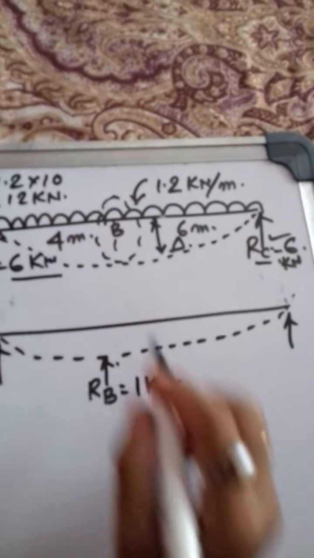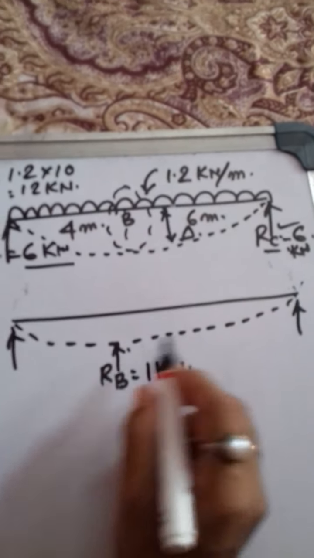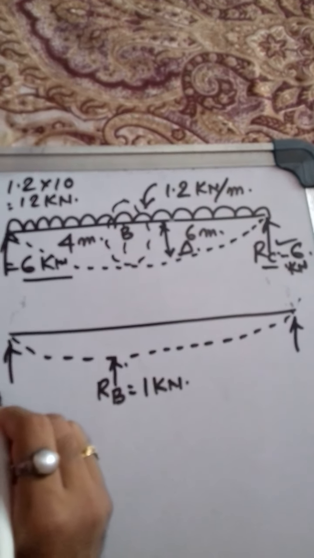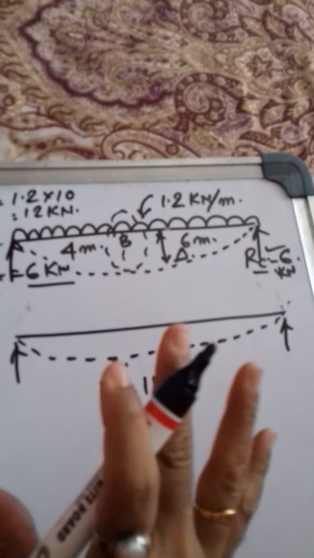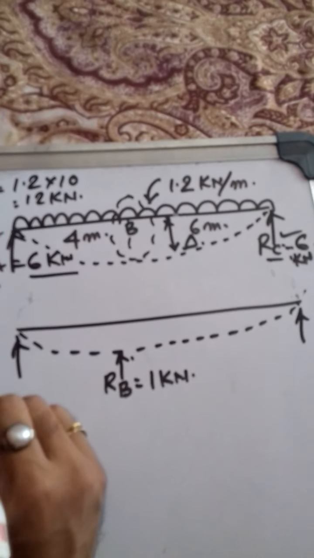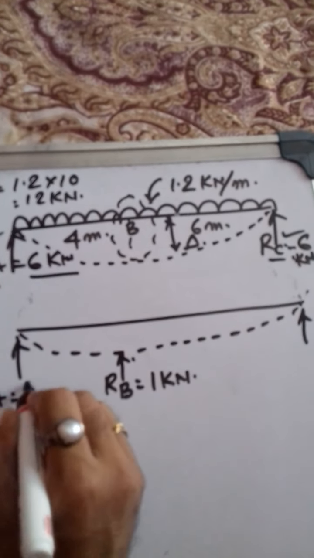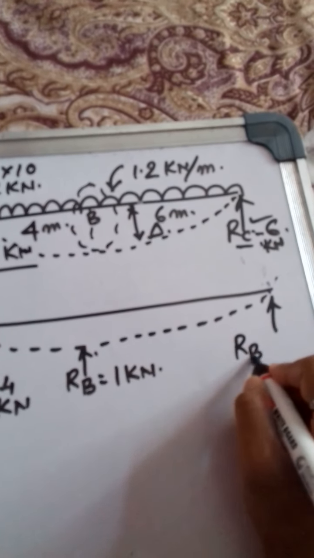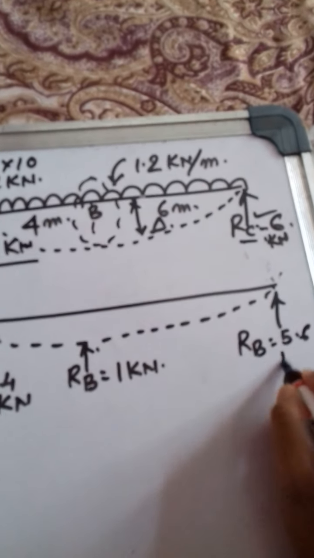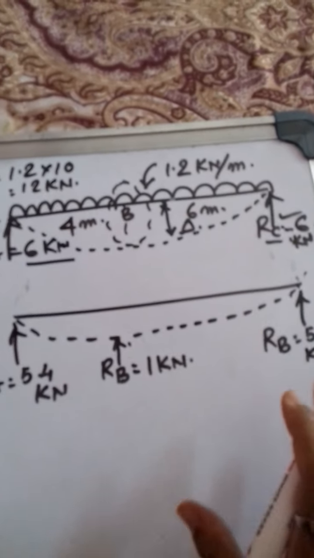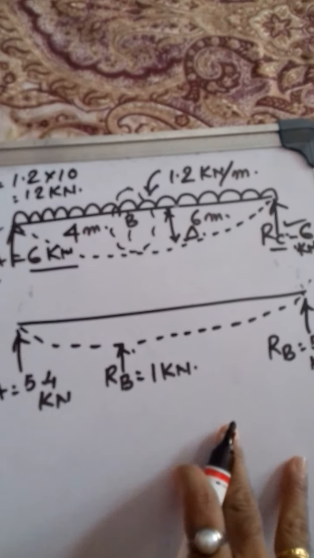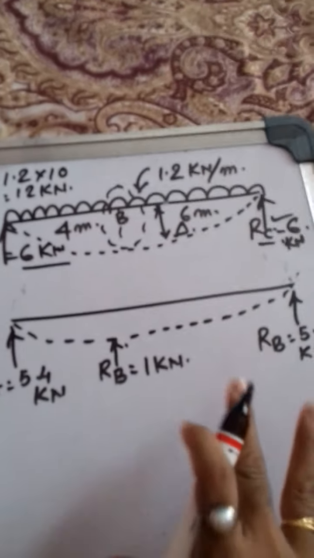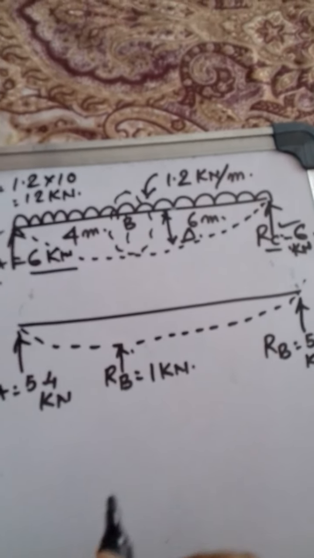So total was 12, so 1 kilonewton we are providing at RB, so the rest is 11, right? It is just an example. Suppose RA is equal to 5.4 kilonewton, RB is equal to 5.6 kilonewton. This is just an example, and all these values are based on permutation and combination in different computer analysis software. We are not solving any problem here.